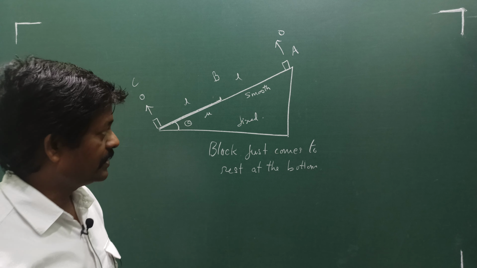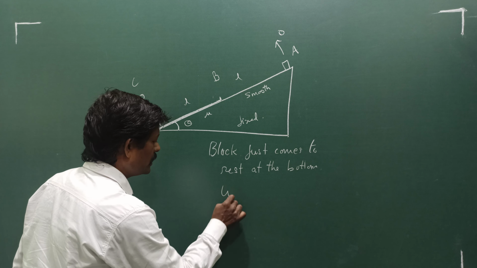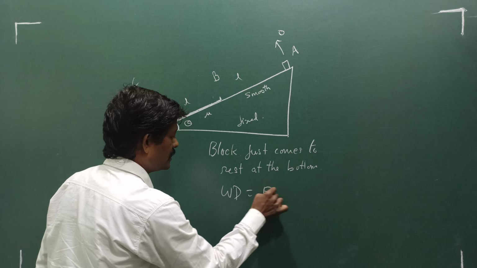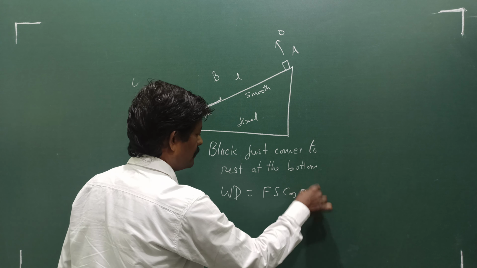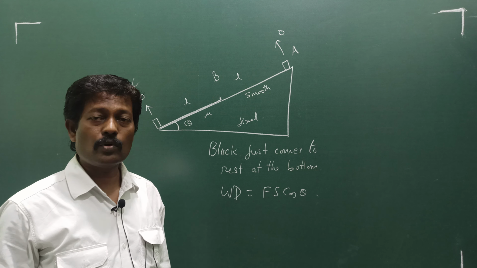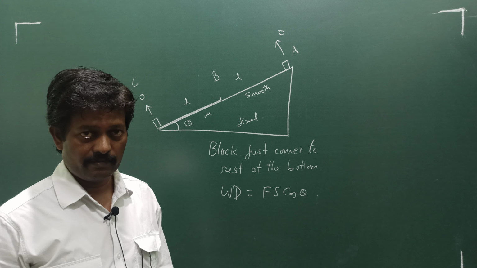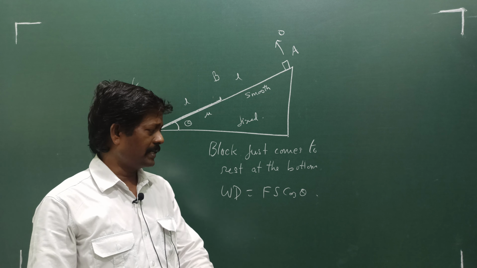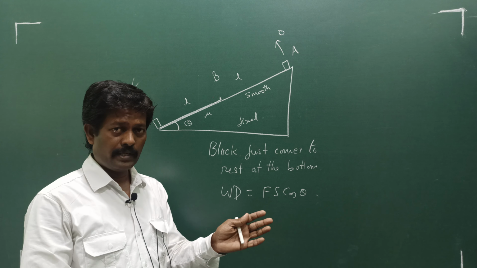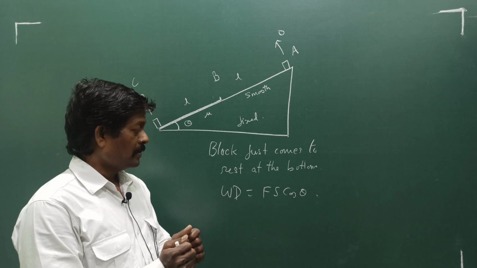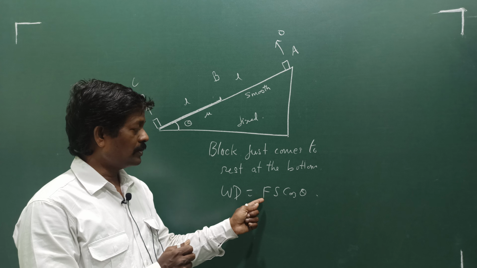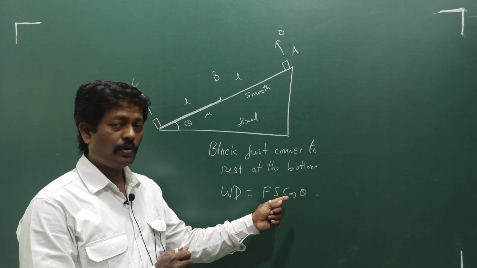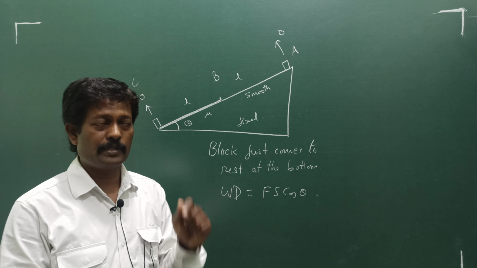Now let us see. Work done formula is F s cos theta. F into S into cos of the angle between F and S. In that way you remember. Don't remember it as cos theta. Theta will be changing depending on where F and S is. So you remember in this way. Force into displacement into cos of the angle between the force and displacement.